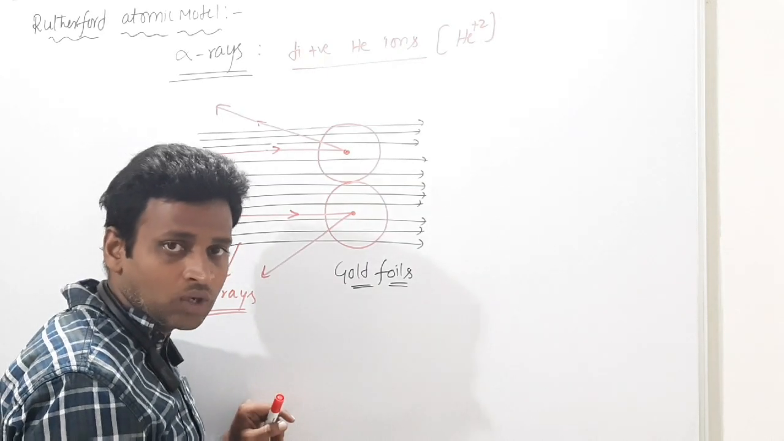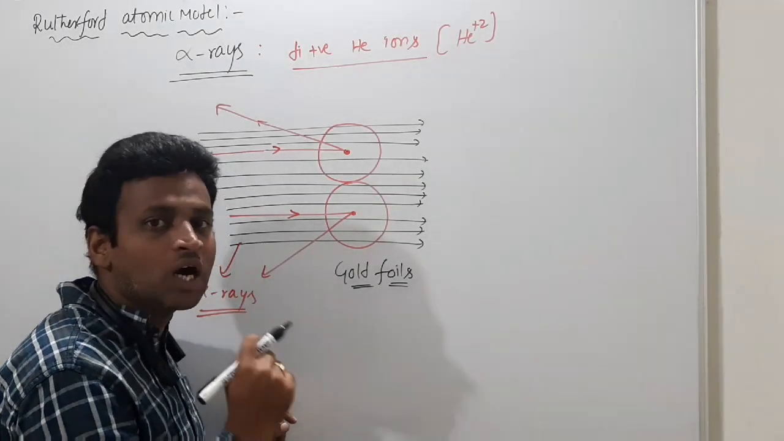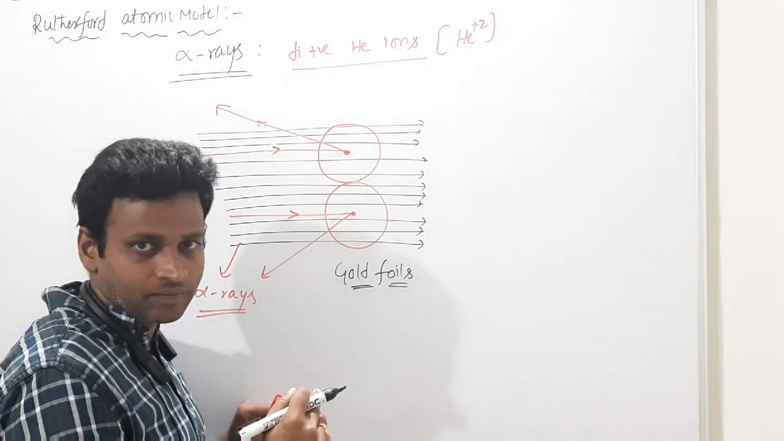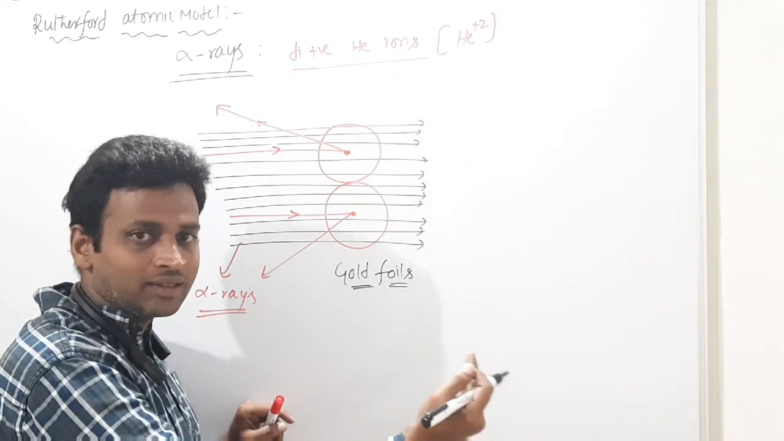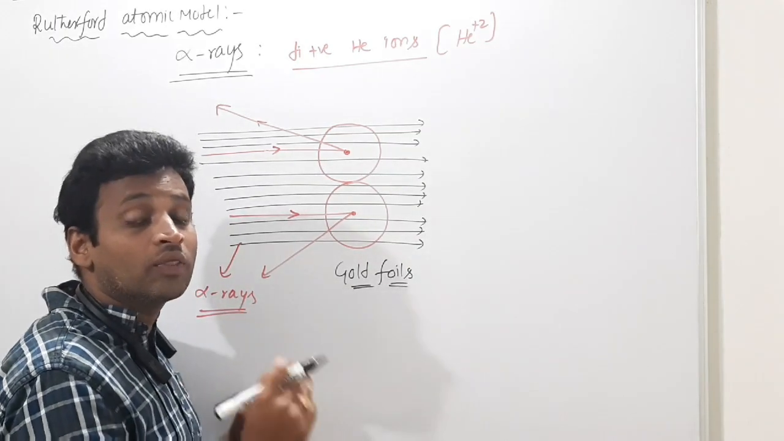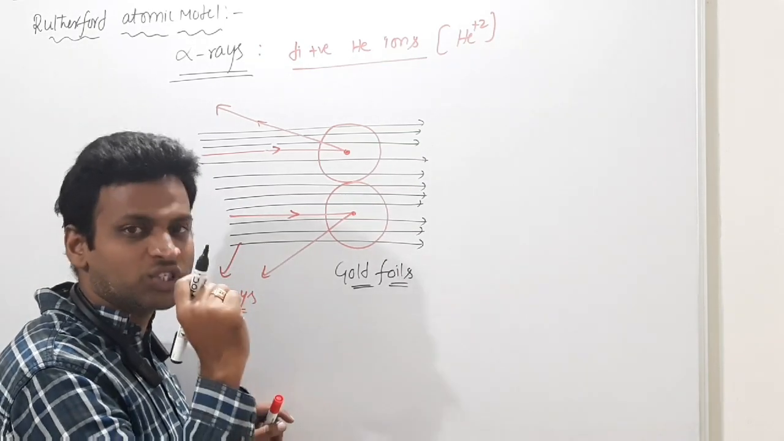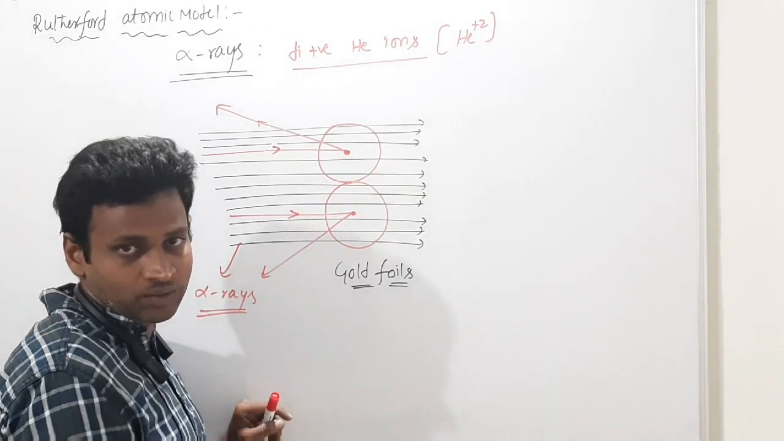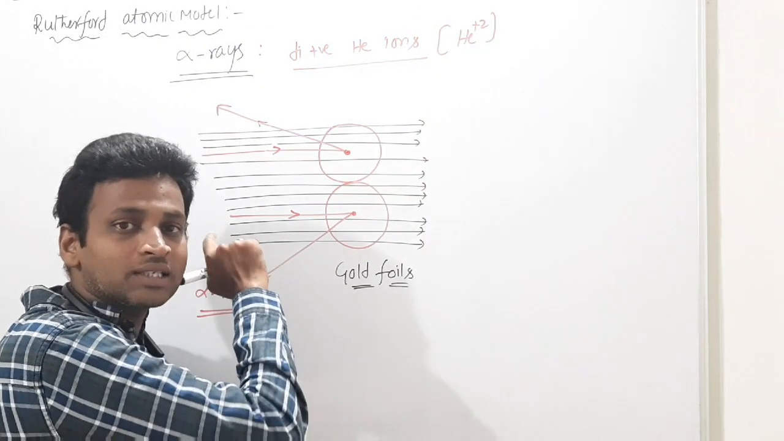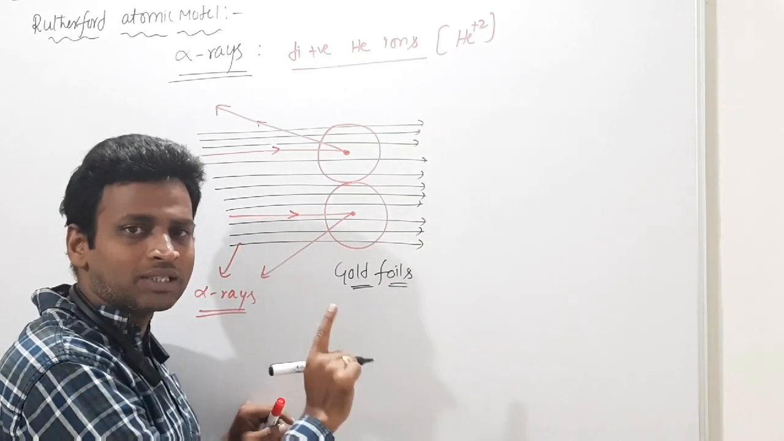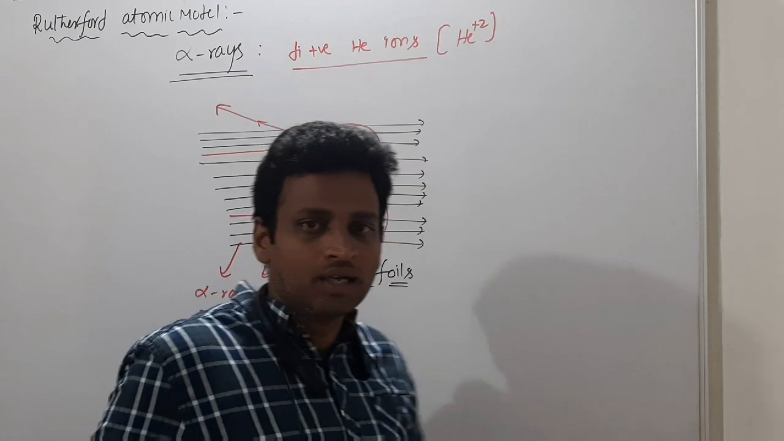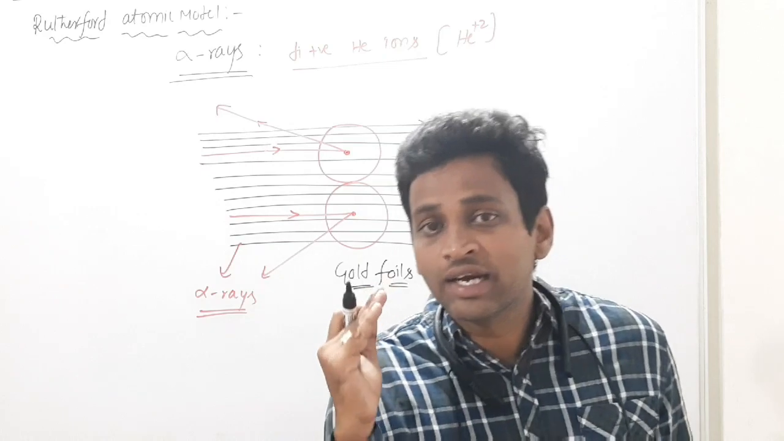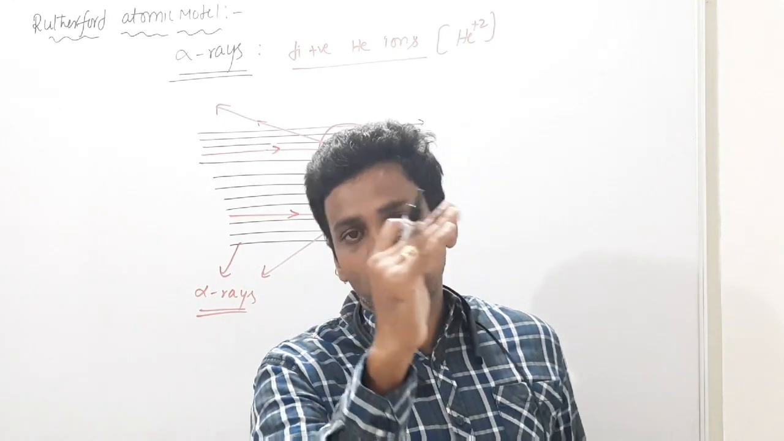Did you understand what I said? As alpha rays are positively charged, when they hit the center, they deflect back. Therefore, the nucleus also consists of positive charge because alpha rays are positively charged. Alpha rays move through the gold foils except at the center. That means except the center, the remaining space is occupied by negative charge. That negative charge is due to the presence of electrons.